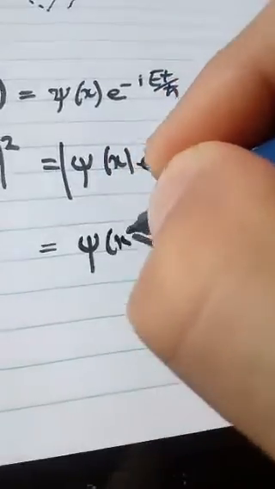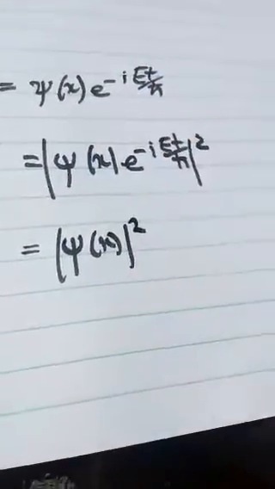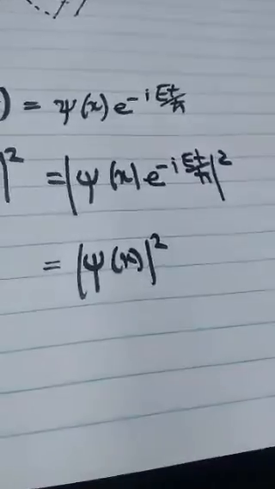You're left with the absolute value of that squared. Now this is I complex, exactly.